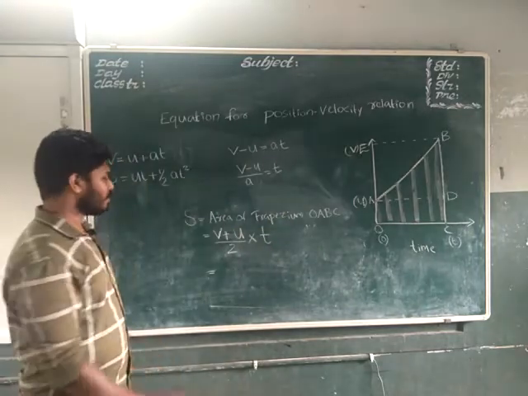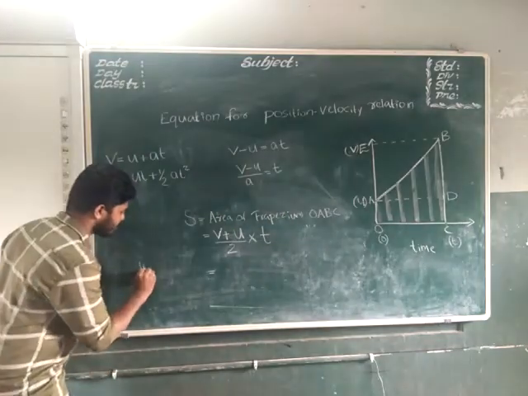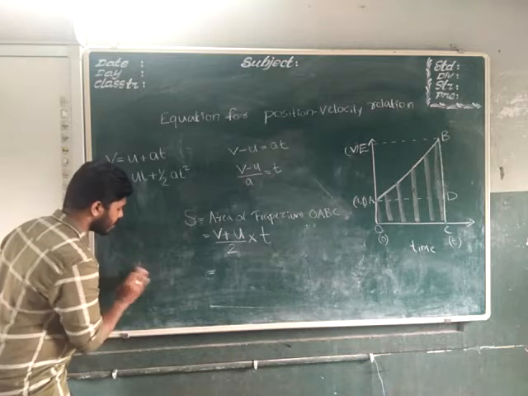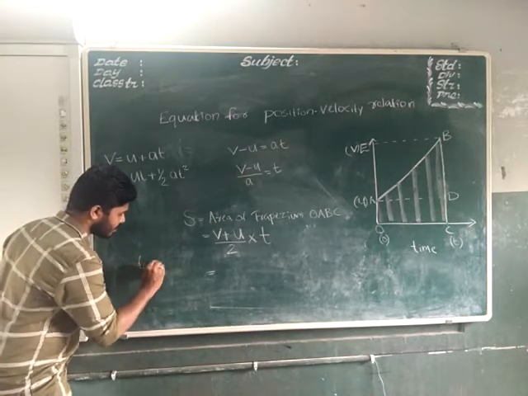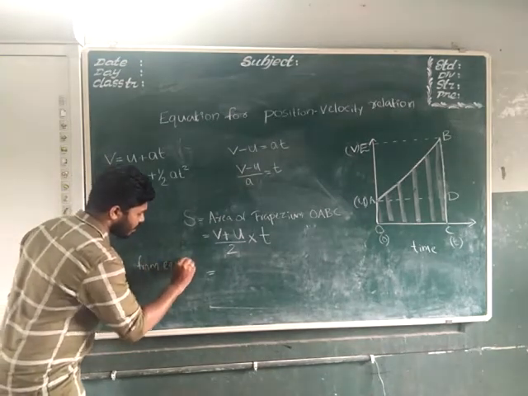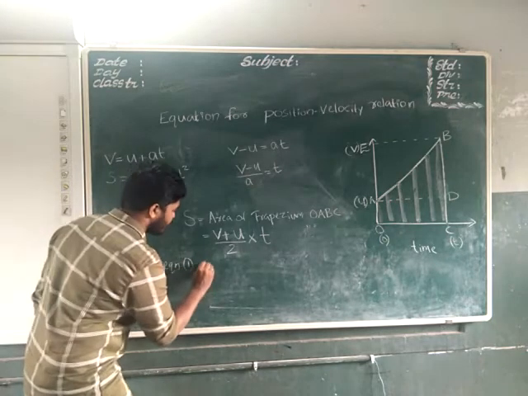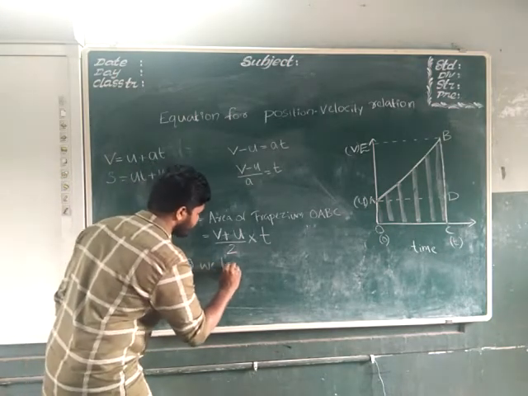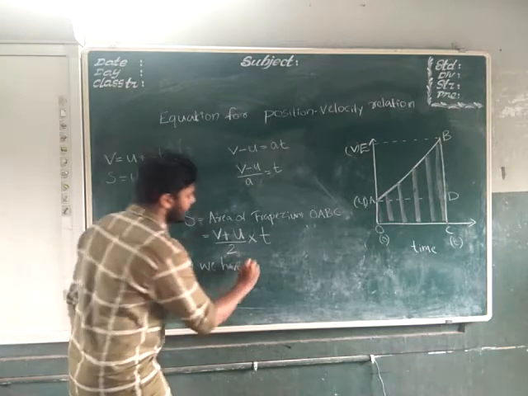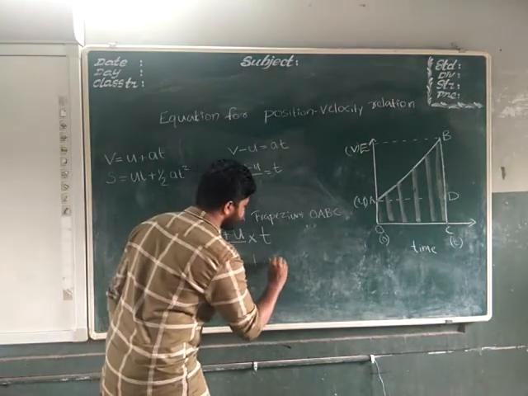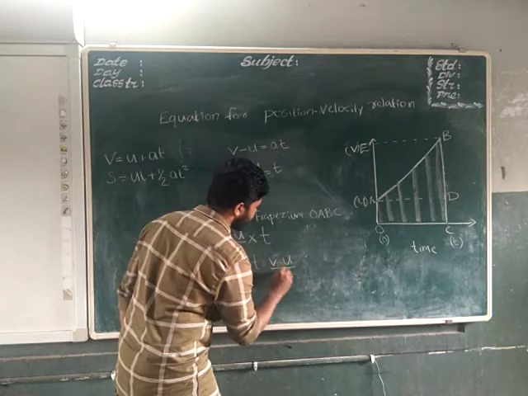Isn't it? So from equation 1 we can write t equal to v minus u by a.